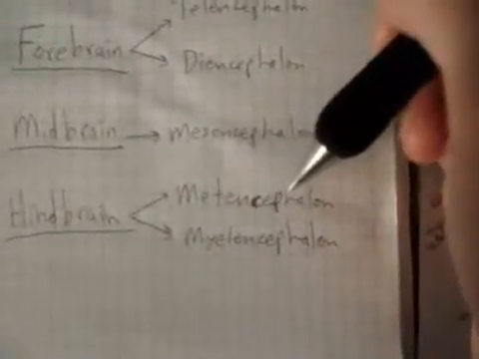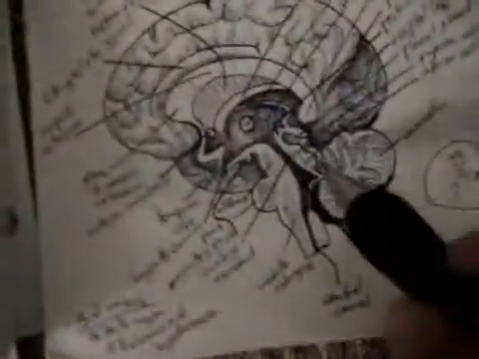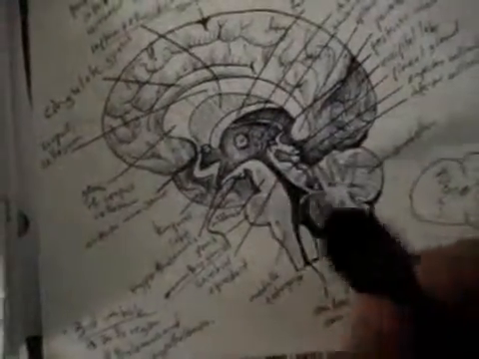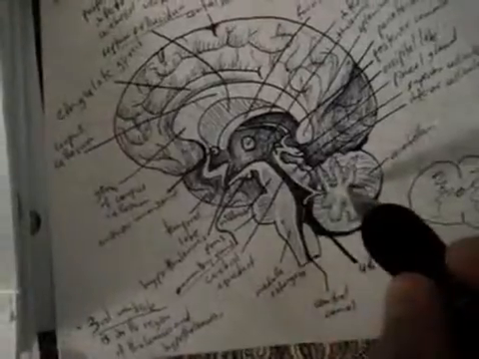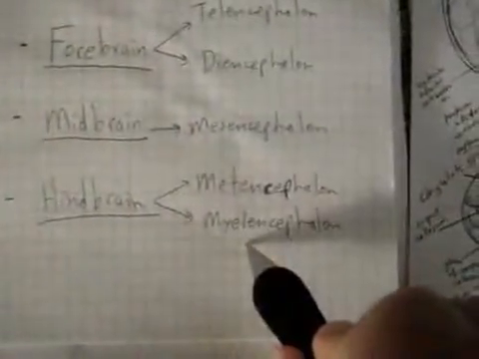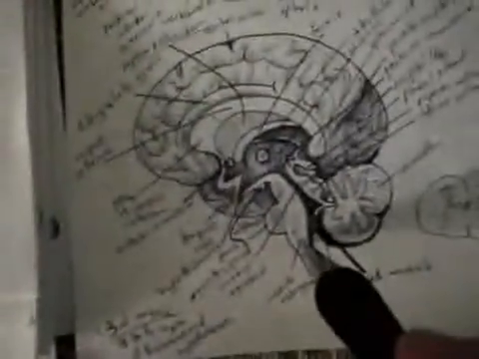Hindbrain, you have metencephalon. Metencephalon is pons and cerebellum. Pons and cerebellum. And myelencephalon is the medulla oblongata.